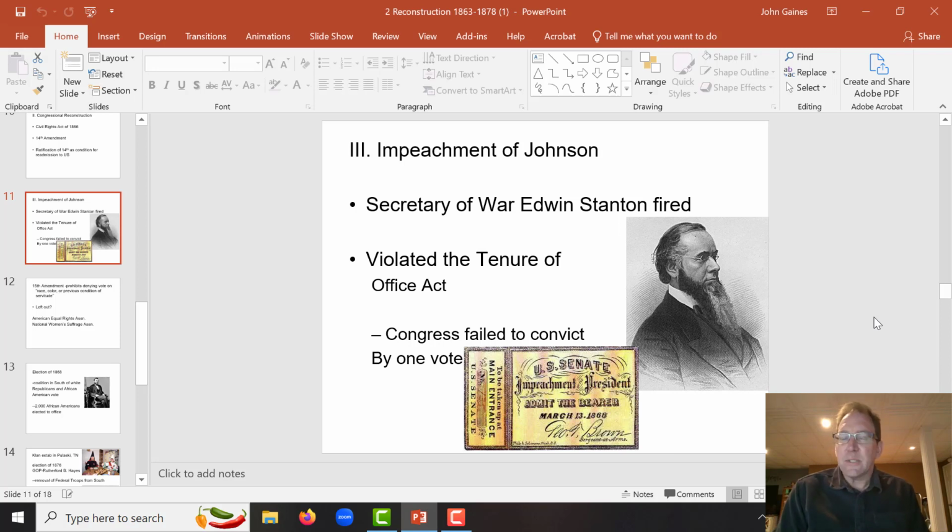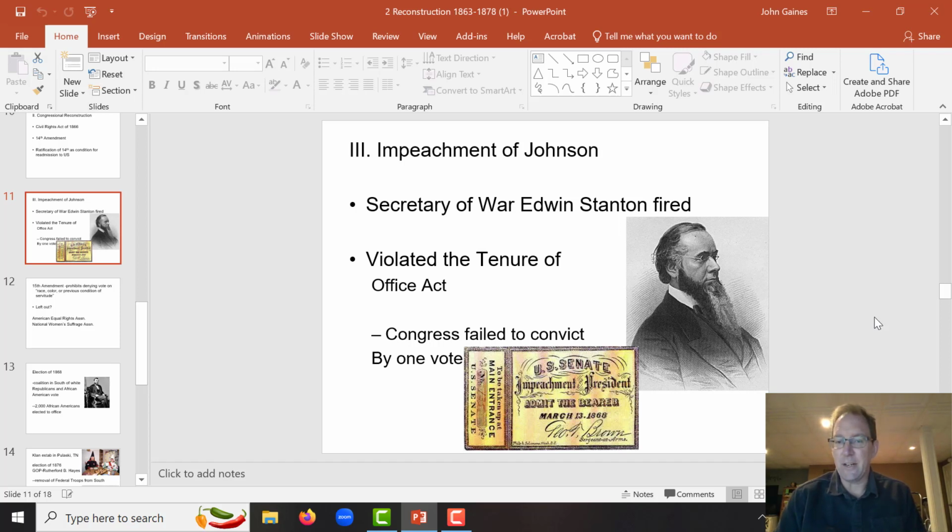Since Johnson is also pardoning those high-ranking ex-Confederates, the radical Republicans want to get rid of this guy. We've got to remove him from office so that they can move forward, and definitely prevent the creation of that old South society, which is happening right as we're going down this way. And so Johnson unknowingly helps out the radical Republicans. He fires the Secretary of War, a guy named Edwin Stanton. That's a picture of Mr. Stanton there. These two guys do not at all get along.